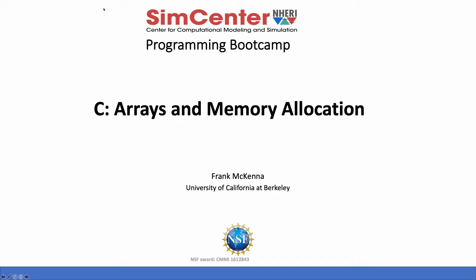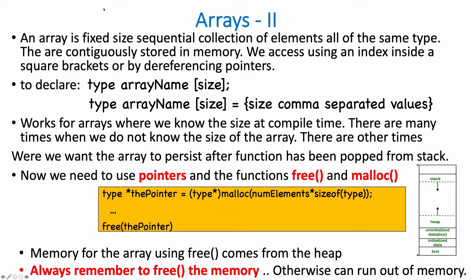In this video, I'm going to talk about arrays and memory allocation. So we've seen before what arrays are. Arrays are fixed-size sequential collections of elements, all of the same type. They're contiguously stored in memory. We access them using either indexes inside of square brackets or by dereferencing pointers.